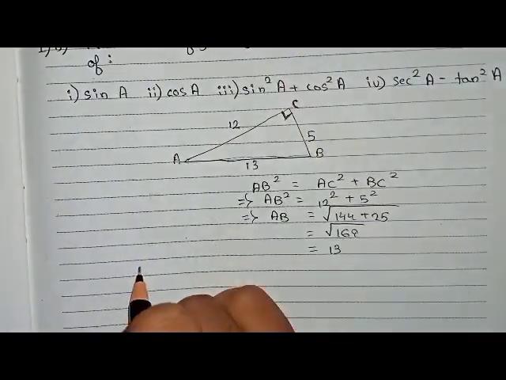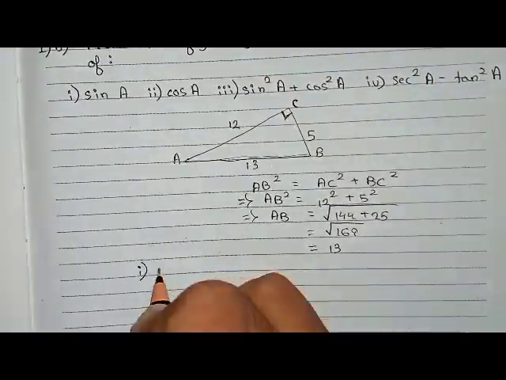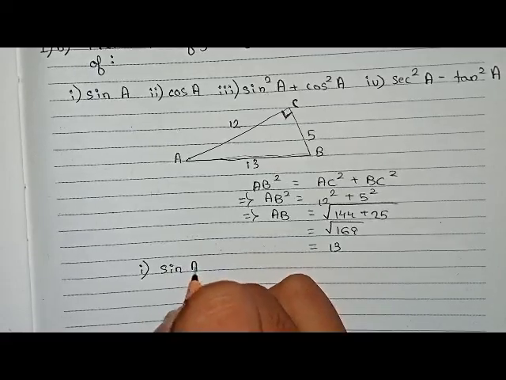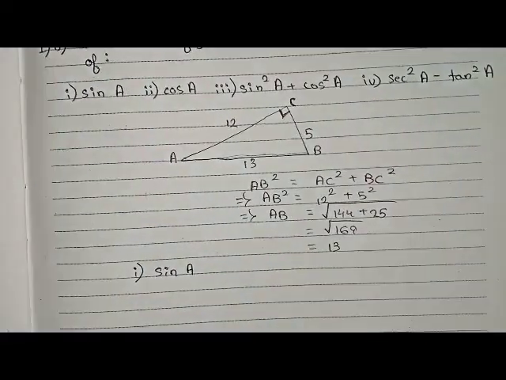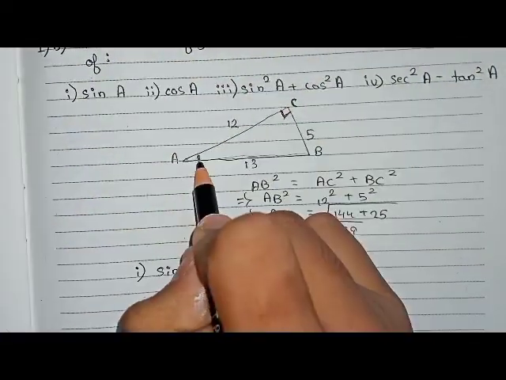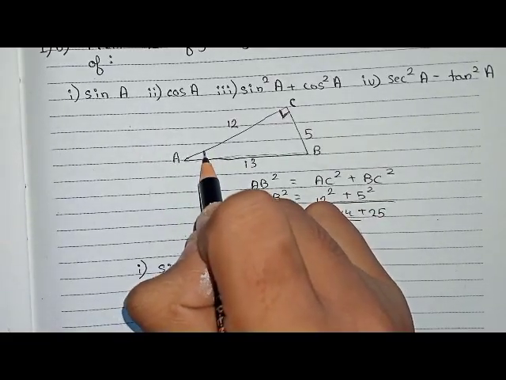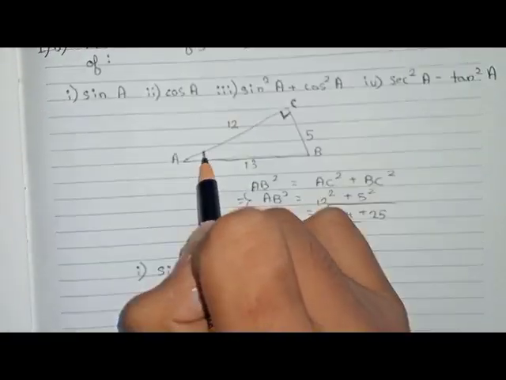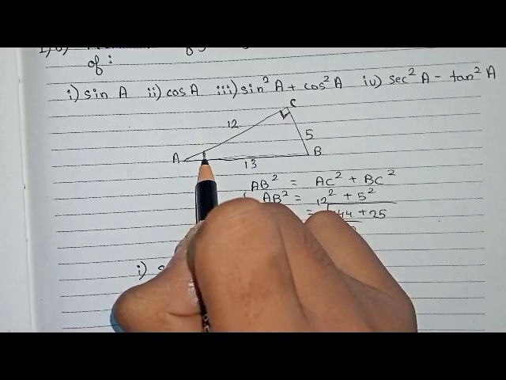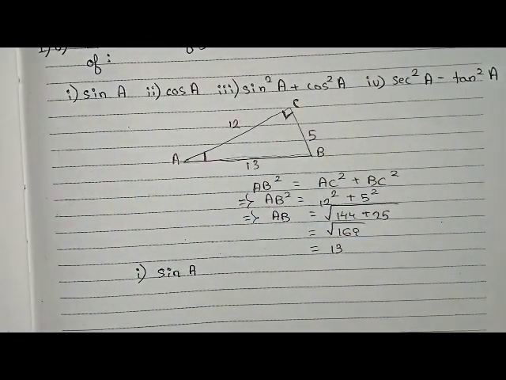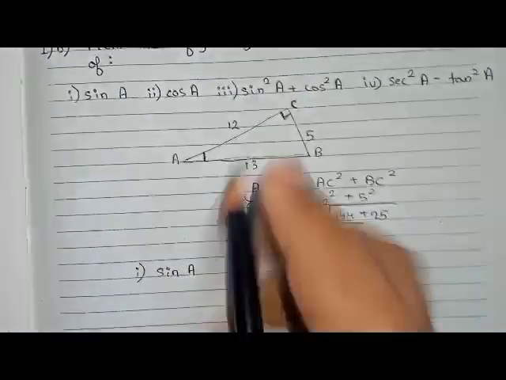So number 1, sin A. So sin A means we have to find out the ratio for this angle. This is A and we have to find out this angle, similar to the theta in the previous question. So this question, sin A.